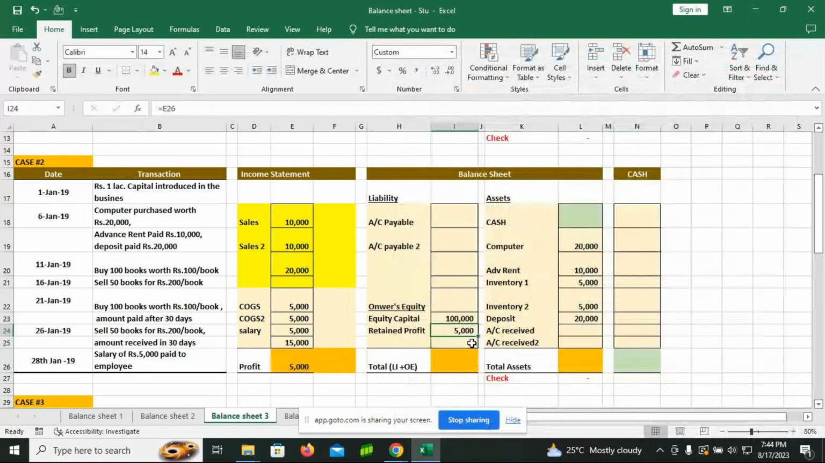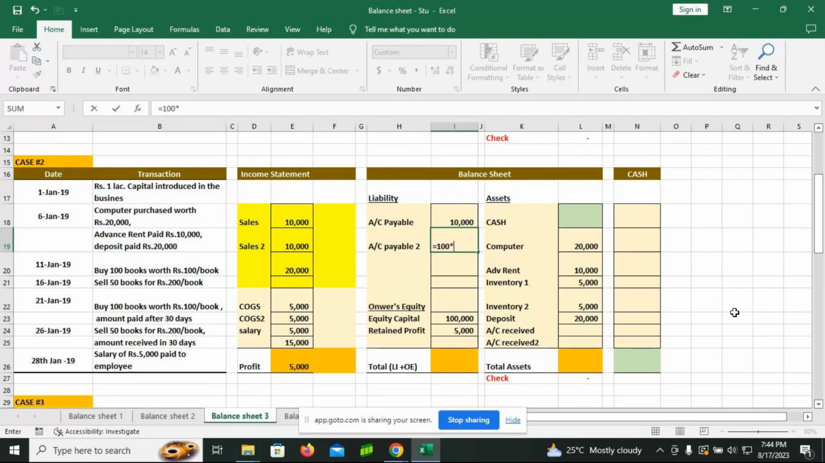So here equals 5,000 profit. That is my retained profit. Okay, so account payable means the amount I am supposed to pay. So first one, account payable equals 100 into 100. So here again, second time I have bought the books.